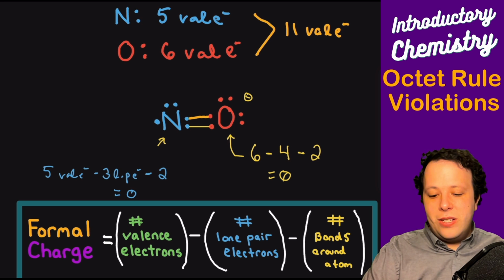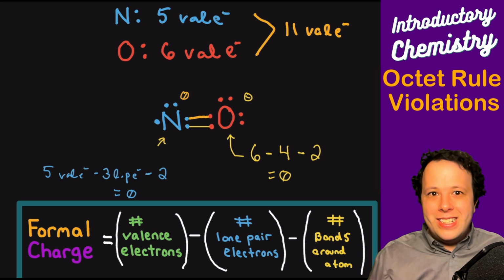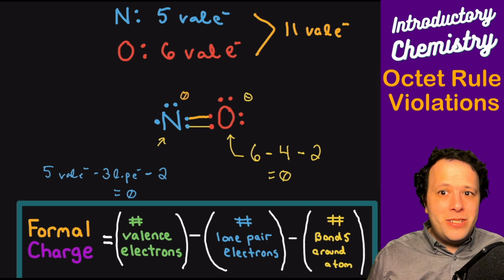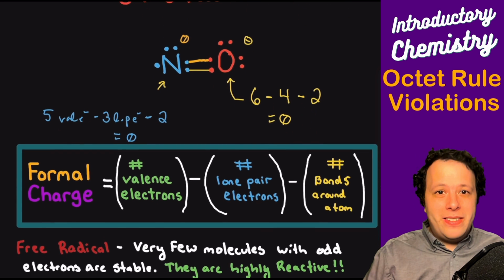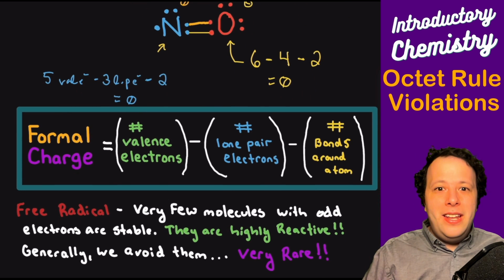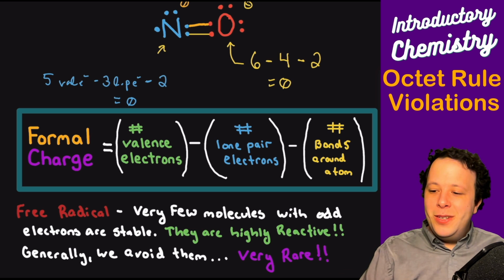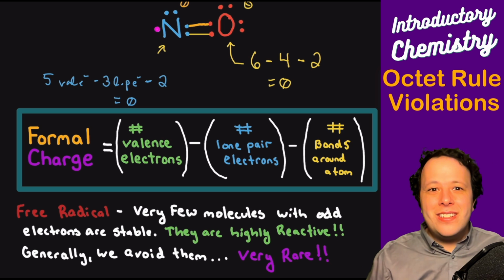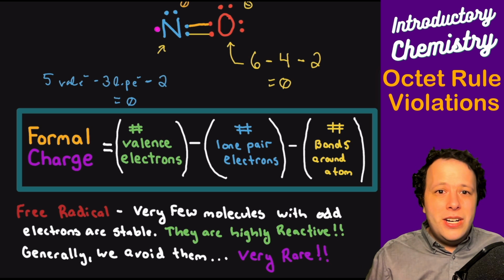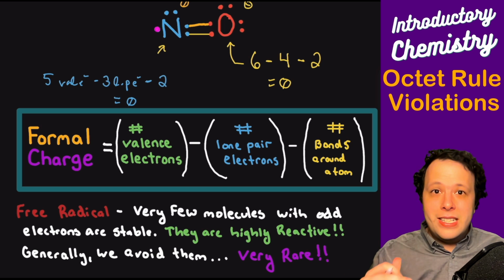So it also has a 0 formal charge on the left-hand side. So formal charge wise, it's actually what it thinks it should be. So what does that mean about this molecule? NO is what we refer to as a free radical. What these are, when it comes to chemistry, is that there are very few molecules that exist that are like this.